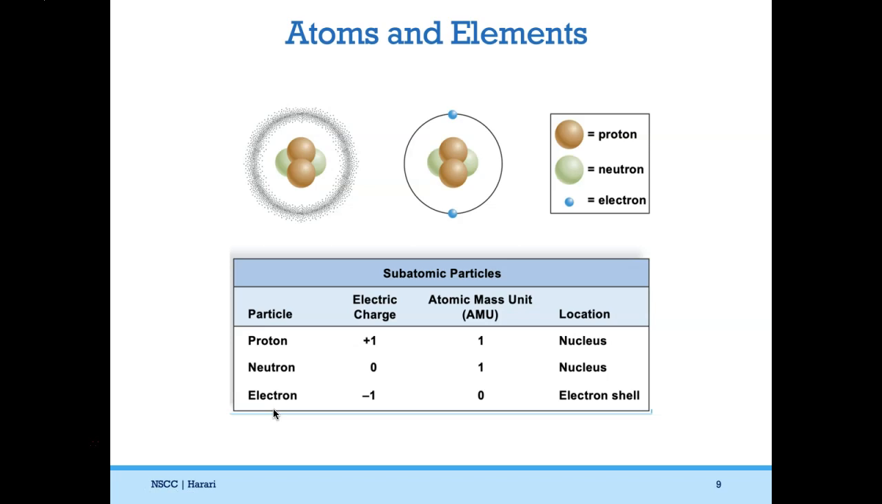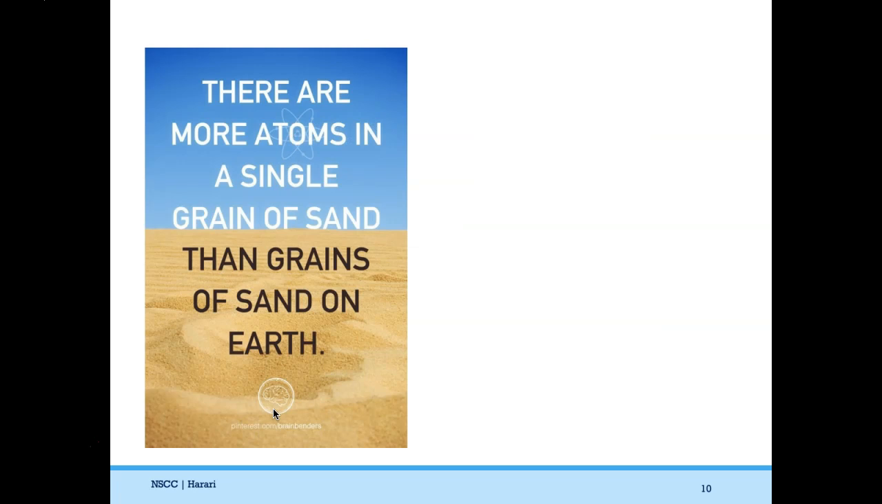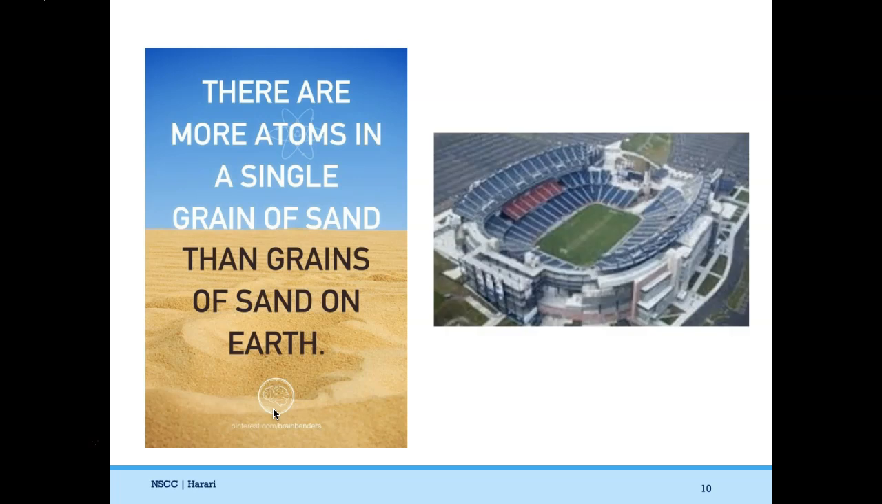I believe electrons are about 20,000 times lighter than a proton. Some other fun facts that are pretty hard to imagine. There are more atoms in a single grain of sand than grains of sand on planet Earth. So just imagine, if you take one little grain of sand, there are more atoms in that one grain of sand than there are grains of sand in all the deserts on planet Earth. That's how small atoms are.